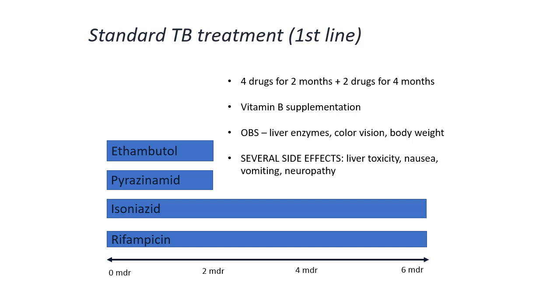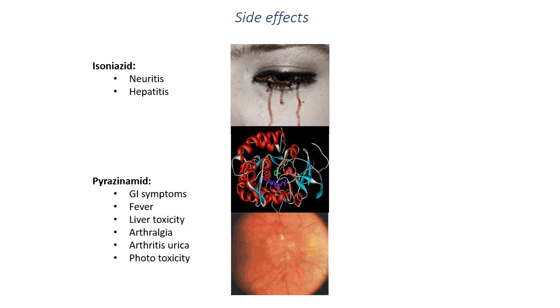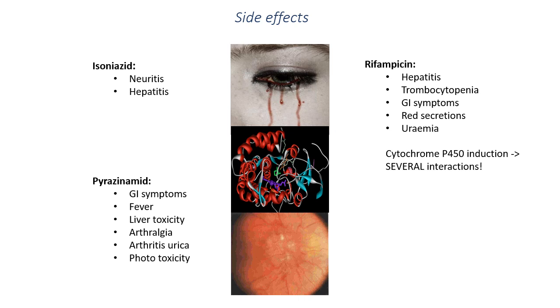There are several side effects. The burden of side effects is an important obstacle in TB treatment, and important side effects are seen for all the standard drugs used in TB, including neuritis and hepatitis. Rifampicin is a very potent cytochrome P450 inducer, and there are several interactions with this treatment. And importantly, treatment with ethambutol can lead to optic neuritis, which is potentially irreversible if ethambutol is not discontinued.